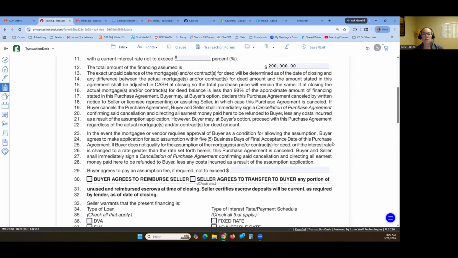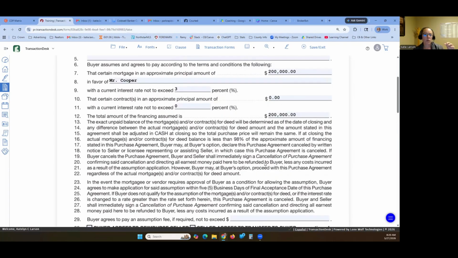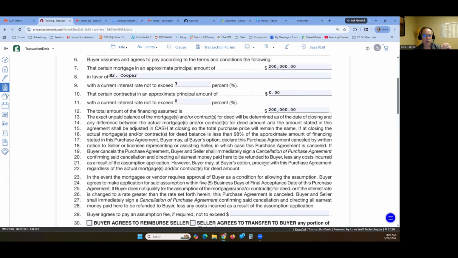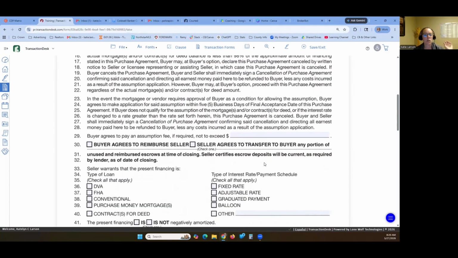The next piece, that one was a little confusing, so I wanted to make sure we worked through it quite well. If you have any questions, please let me know. The next piece, lines 23 through 28. In the event the mortgagee requires approval of the buyer as a condition for allowing the assumption, buyer agrees to make application of said assumption within 5 business days of final acceptance of this purchase agreement.